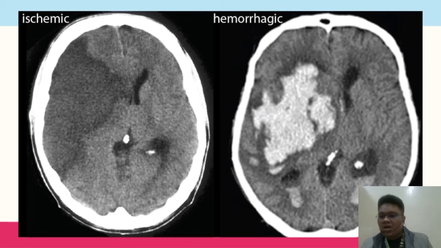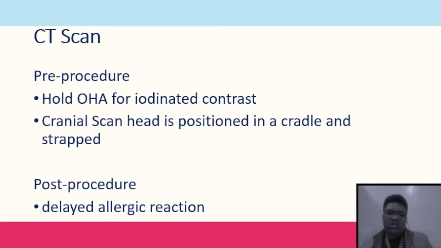So class, if you would look at this area of hemorrhage, the bigger the area of the hemorrhage, the less likely that the prognosis of your patient will be good. Again, the larger the area of hemorrhage, the poorer the prognosis of your patient will be.